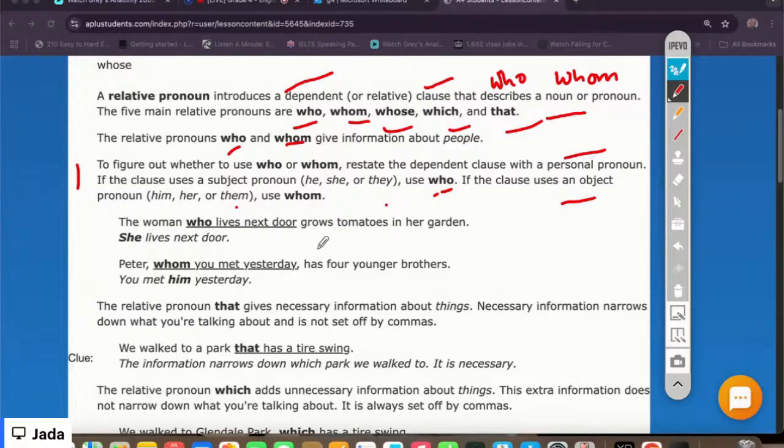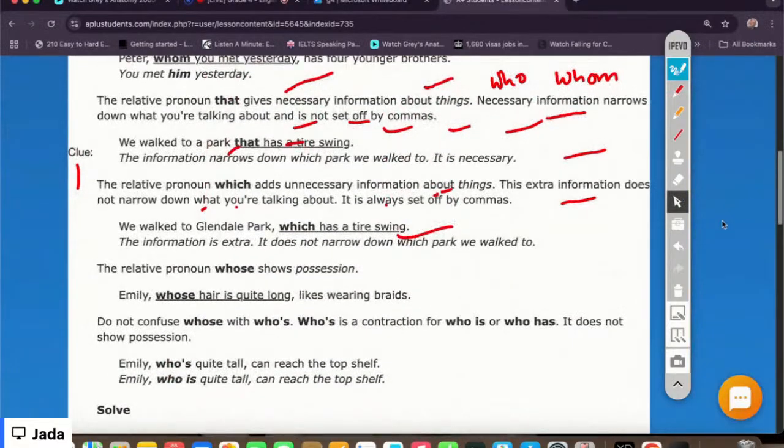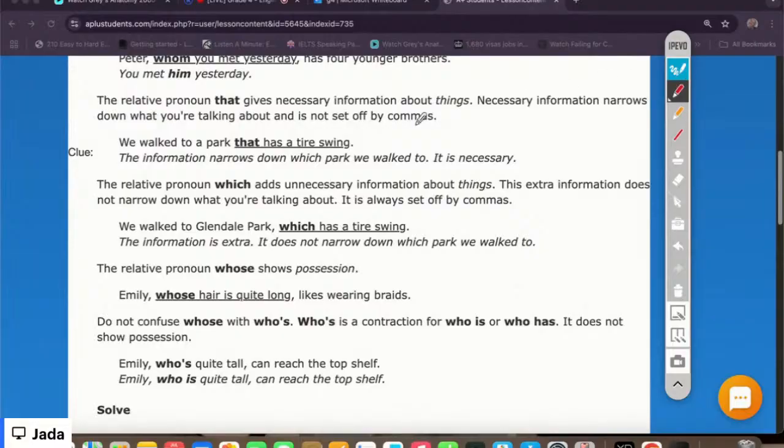So, the woman who lives next door grows tomatoes in her garden. Now you can restate it and say she lives next door, so definitely who is correct. Peter, whom you met yesterday, has four younger brothers. So you met him yesterday. All right, so we have that.